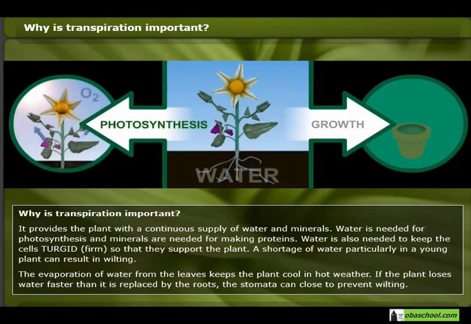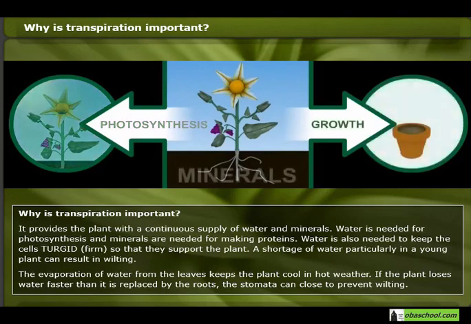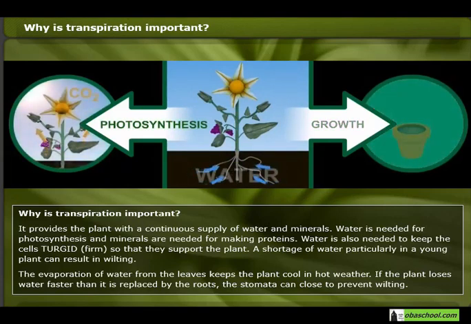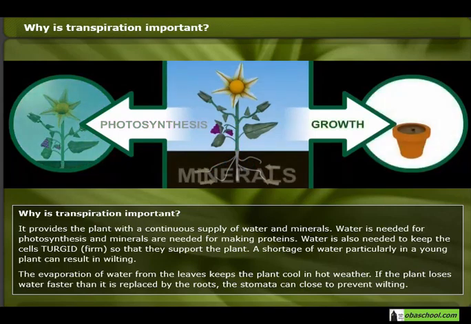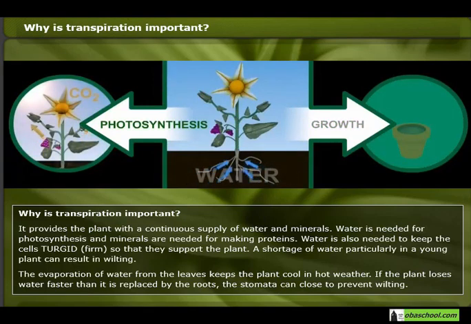A shortage of water, particularly in a young plant, can result in wilting. The evaporation of water from the leaves keeps the plant cool in hot weather. If the plant loses water faster than it is replaced by the roots, the stomata can close to prevent wilting.